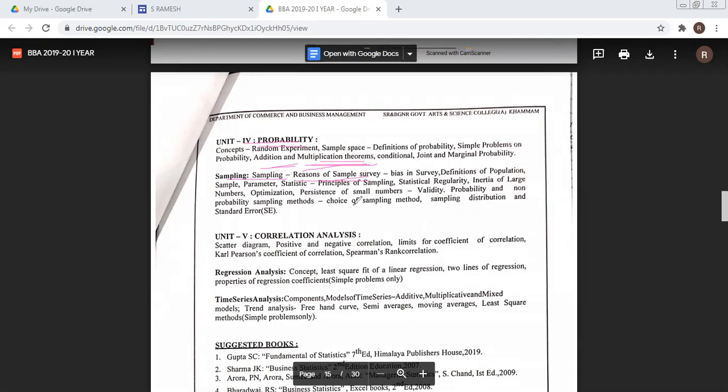Write about probability and non-probability sampling methods.